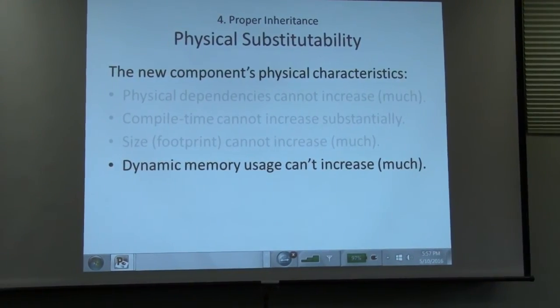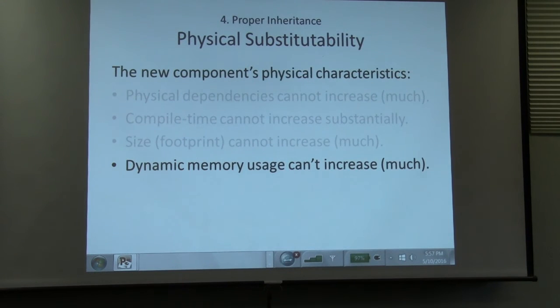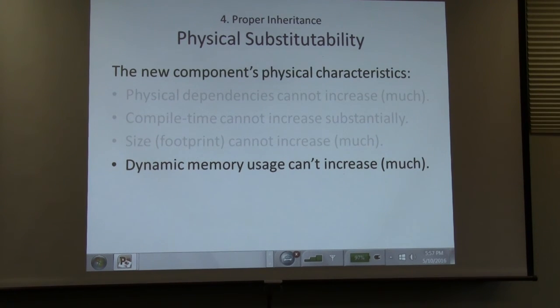Dynamic memory usage can't increase much. And what this means is if you have something that's working in production code and then you do something that makes it phenomenally memory hungry, it might not work on certain systems where it is today. So you could get pushback from that. You don't want to do that.